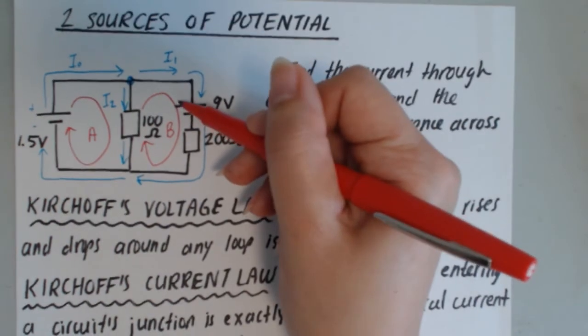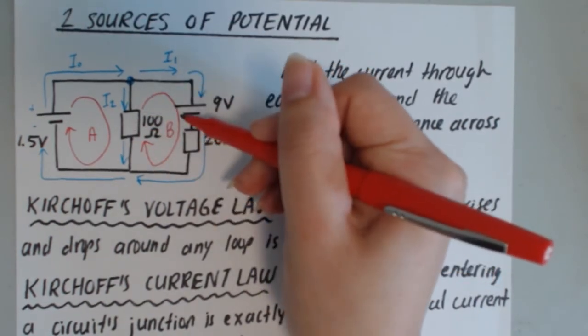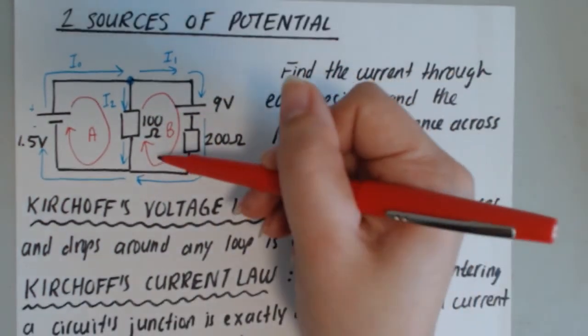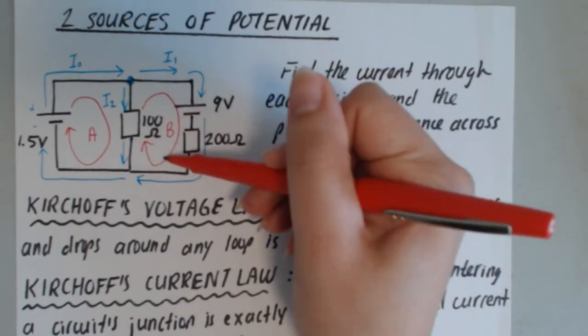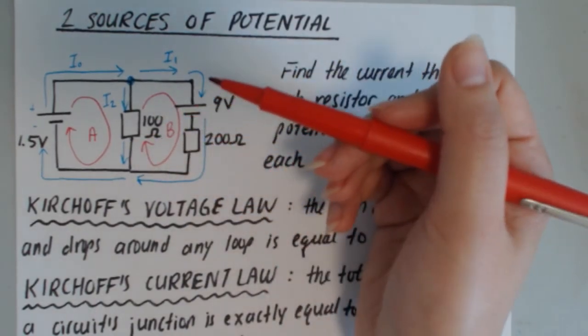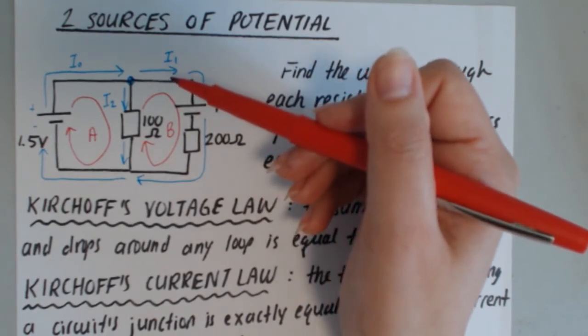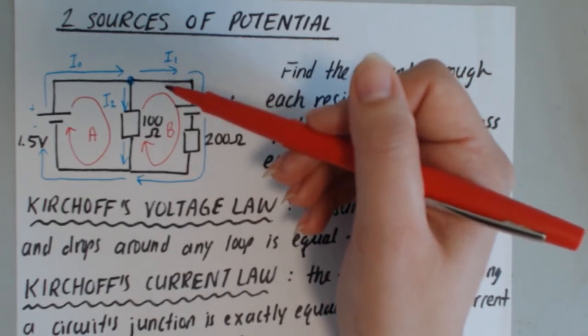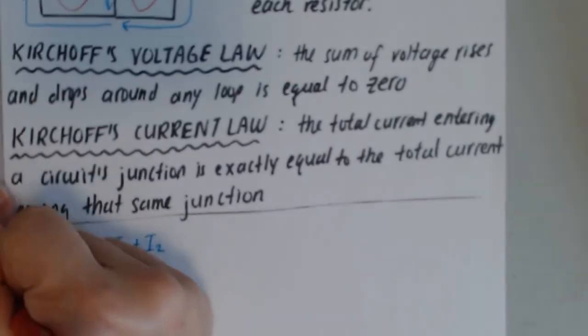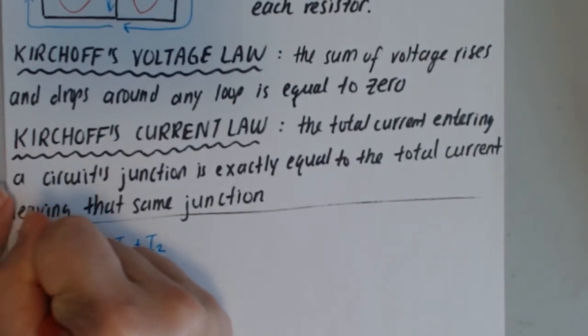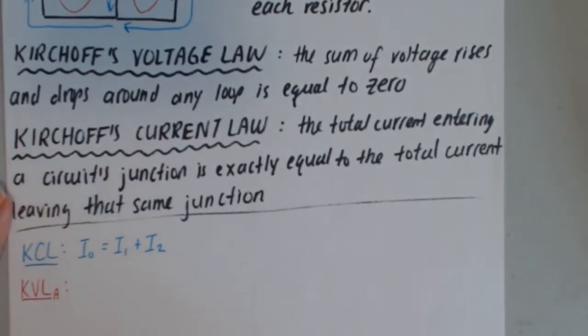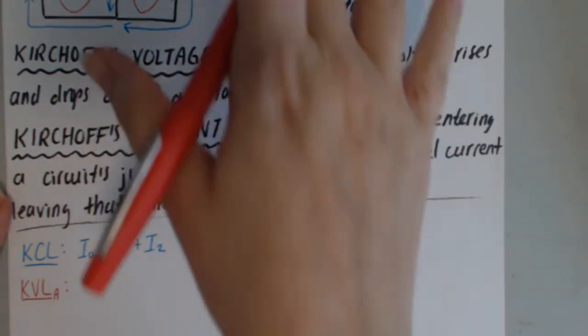I could have started this loop on the right and ended it at the bottom underneath the 9 volts, or I could have started at the bottom and gone clockwise or counterclockwise. It doesn't matter, because at the end of the day it's a loop, so you're going to cover all the required pieces anyway. Now, Kirchhoff's voltage law. We're going to look at loop A first, so I'm just going to put KVL sub A.